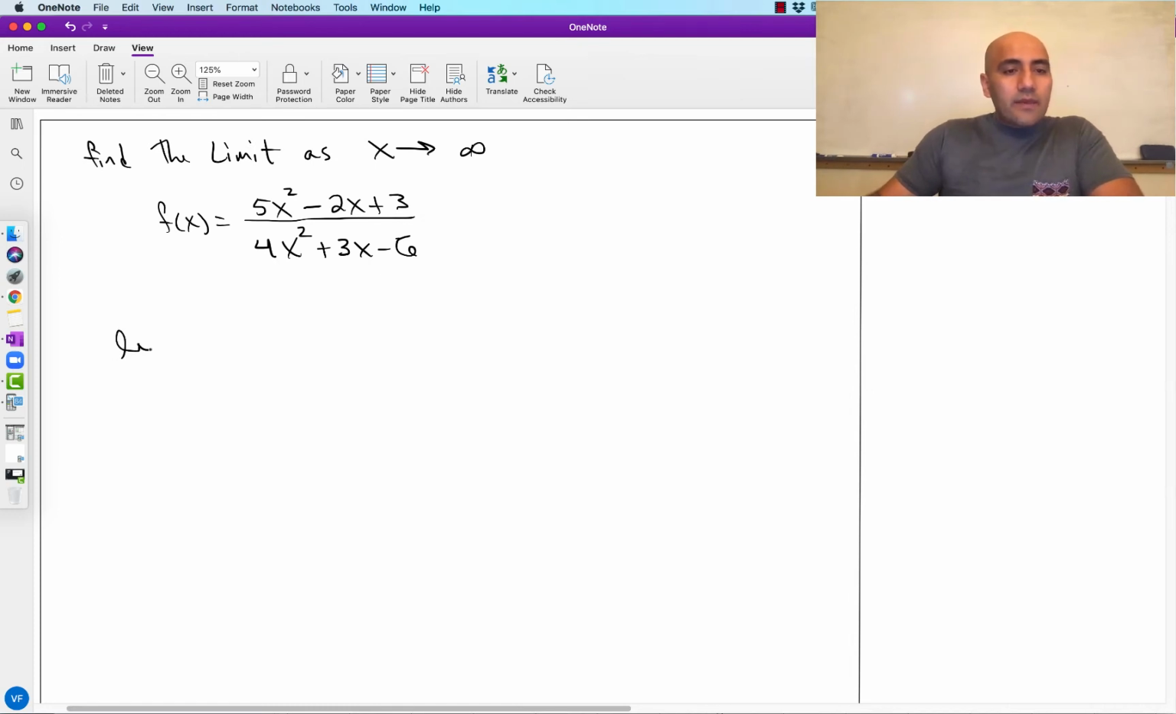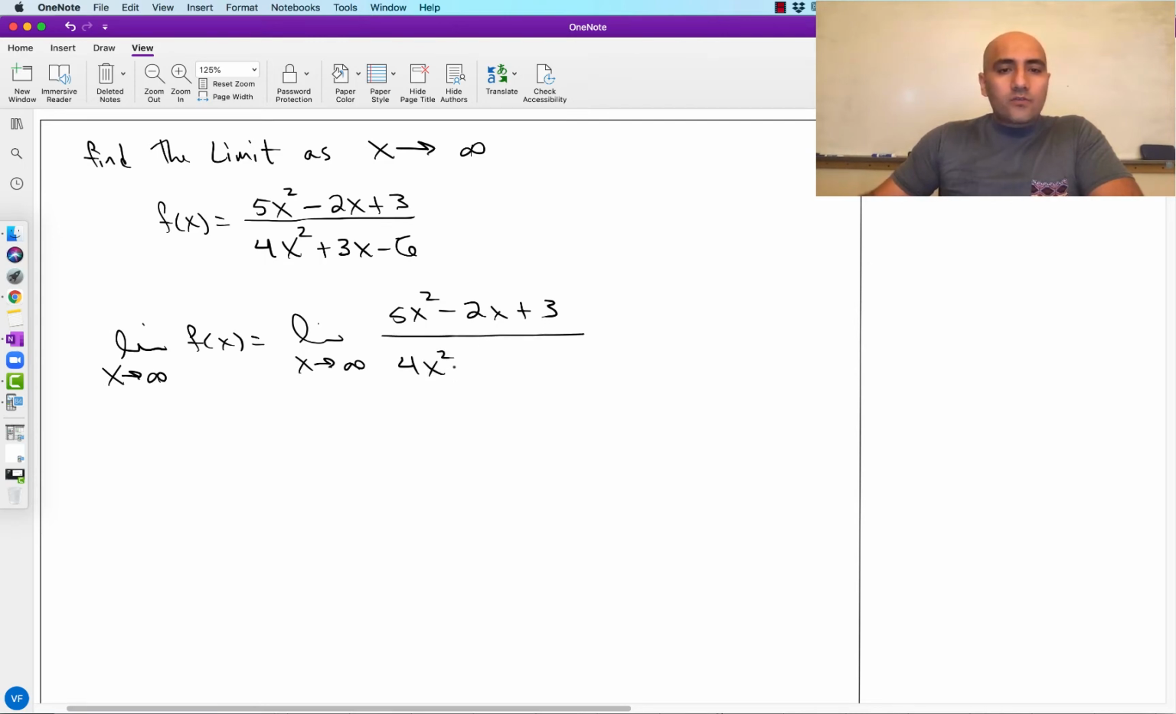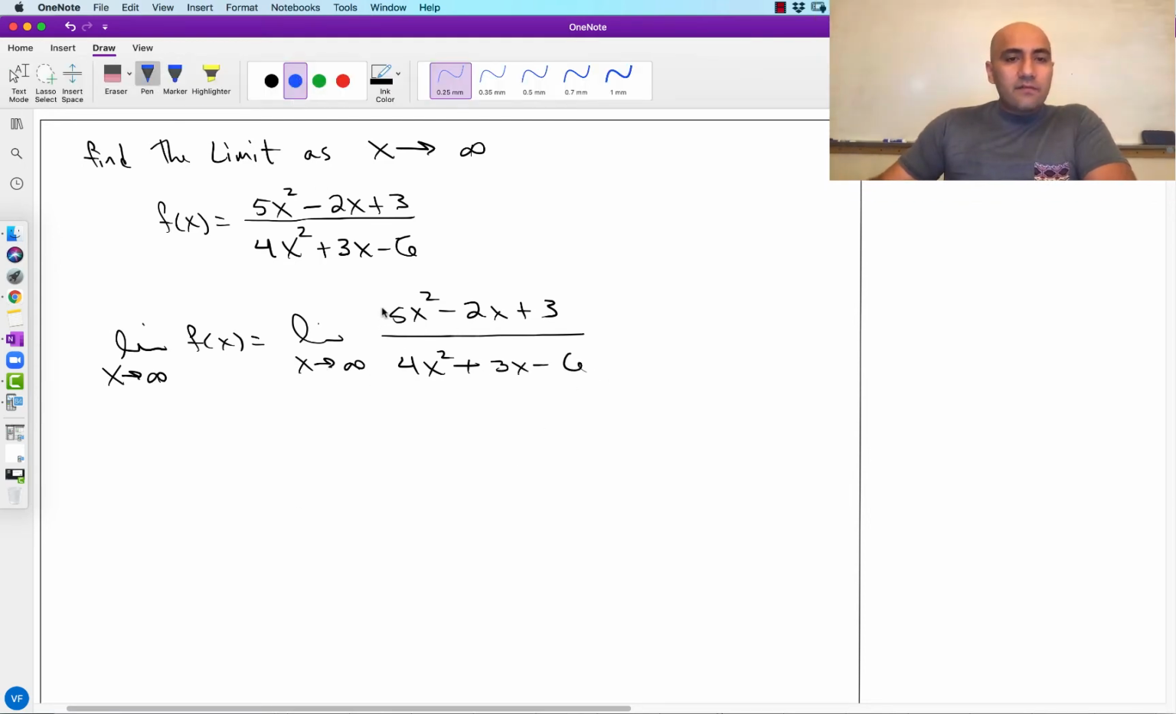We want to find the limit as x approaches infinity of f of x, which is the limit as x approaches infinity of 5x squared minus 2x plus 3 all over 4x squared plus 3x minus 6. So this is the limit of this fraction right here. The trick is to do a little algebraic manipulation to rewrite this. We want to figure out the highest degree of the polynomial in the denominator. In this case, it's 2.